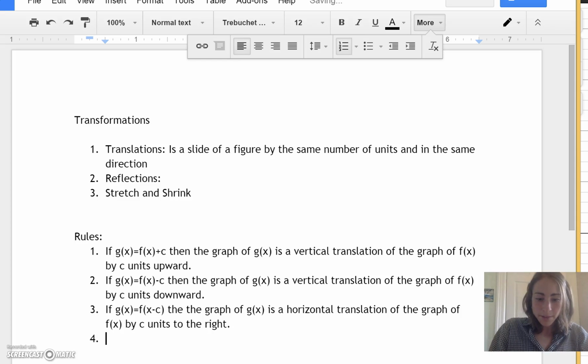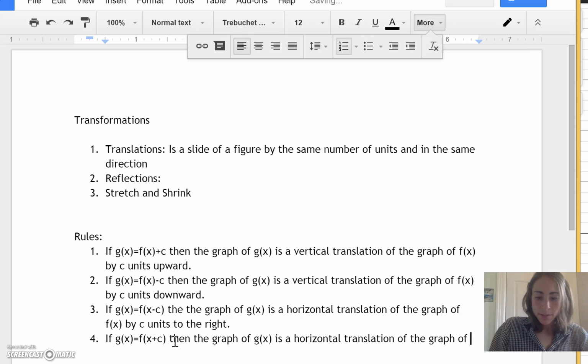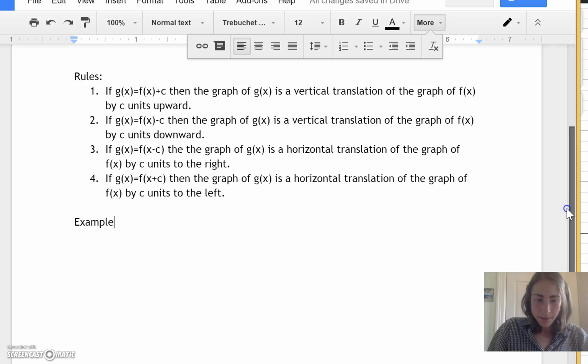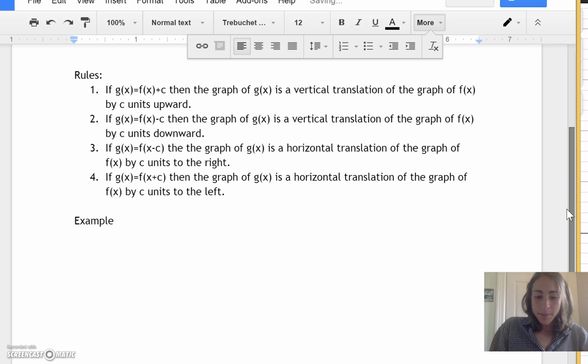So let's write that rule down. If g of x equals f of x plus c, so it's the same as f of x, except x is switched, then the graph of g of x is a horizontal translation of the graph of f of x by c units to the left. So here's an example for you to think about.